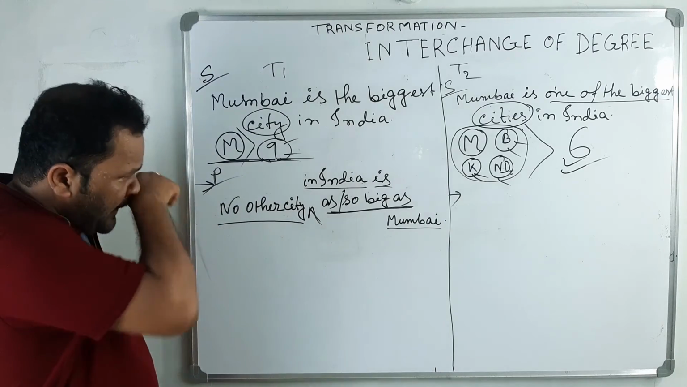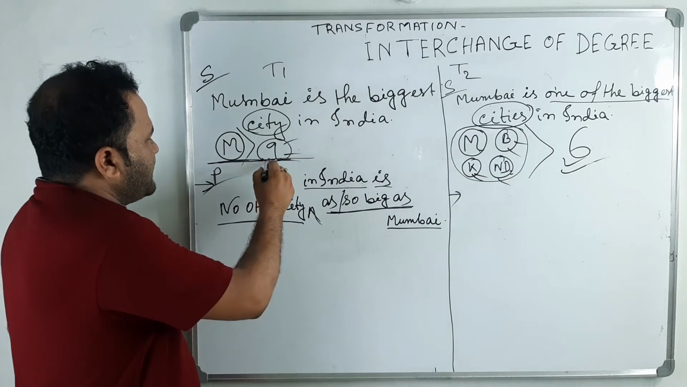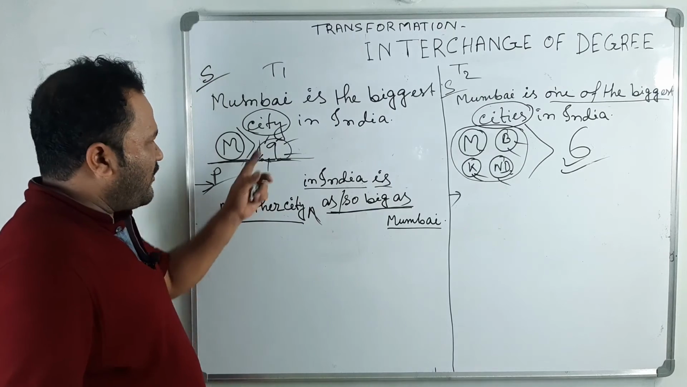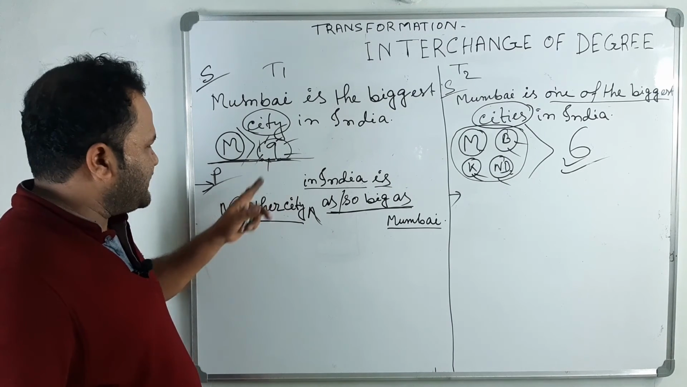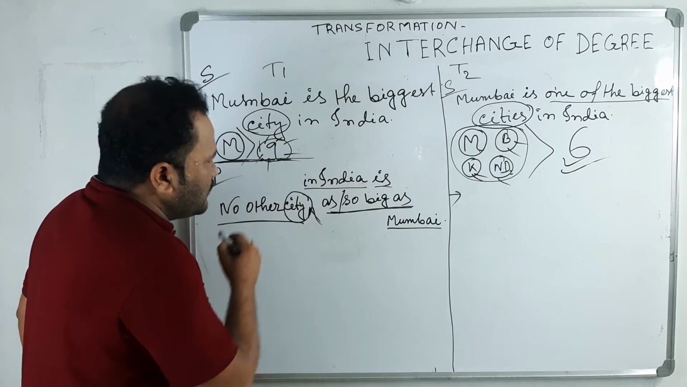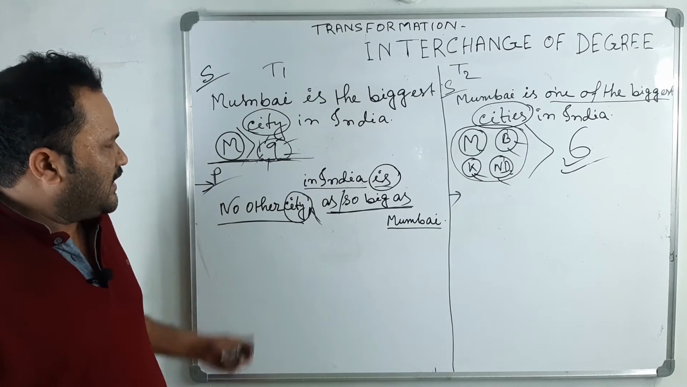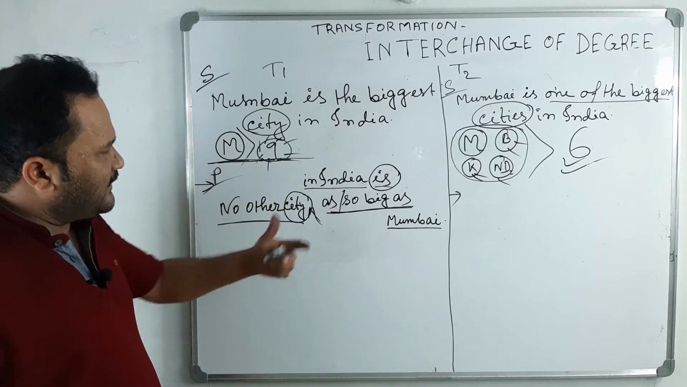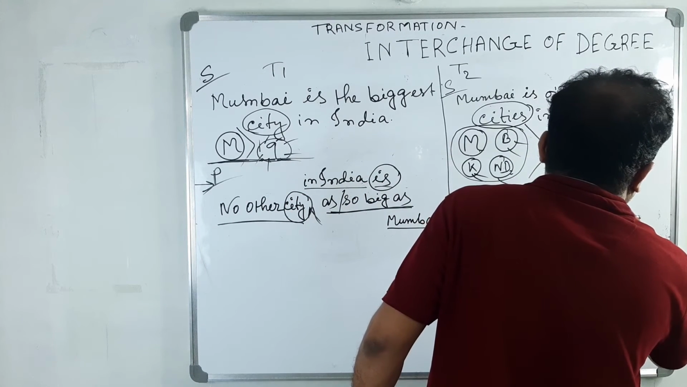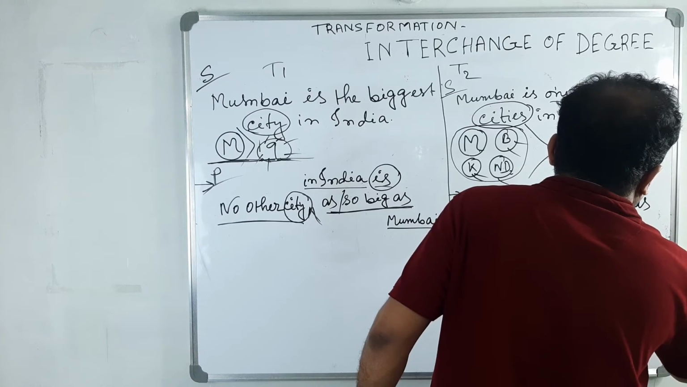Okay. Now here no other city, that is every individual. I am again talking about every individual city. So when I am talking about every individual city, that means the noun is always in singular, and so it will take always a singular verb. Clear? So it means no other city is as big as Mumbai.